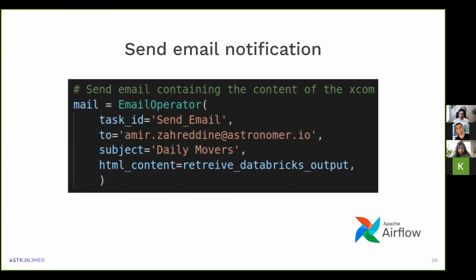This task is attached to the email operator, which, like I mentioned, sends out an email. The subject of this email, Daily Movers, has the body of retrieve Databricks output. So in summary, we pull this data from Databricks and throw it into Airflow. Within Airflow, we transform that data a little bit. If that data actually has information in it, or if it was not blank, then use the branch operator to call upon this mail operator. If that data was blank, there's nothing there, then do nothing. And that's how it works.